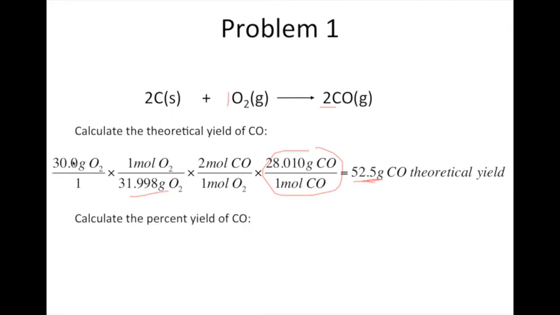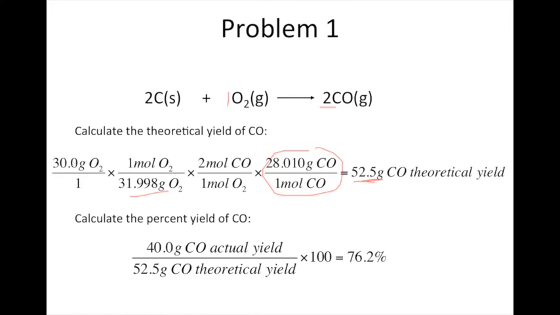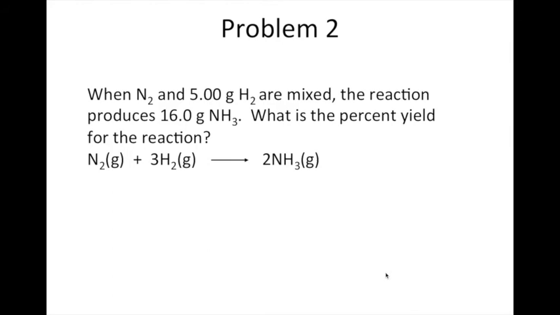So now we can calculate the percent yield. The percent yield, we take the 40 grams of carbon monoxide, that was the actual yield that was given in the problem, and we divide it by 52.5 grams of carbon monoxide, our theoretical yield, times 100, and we get 76.2, and this has 3 sig figs, and that would be our percent yield. Try one more problem. Take a look at this problem, pause the video, take a few minutes, and see if you can calculate the percent yield.